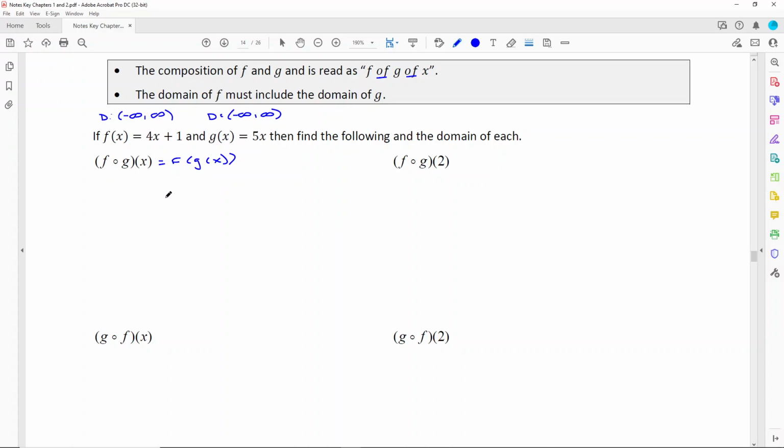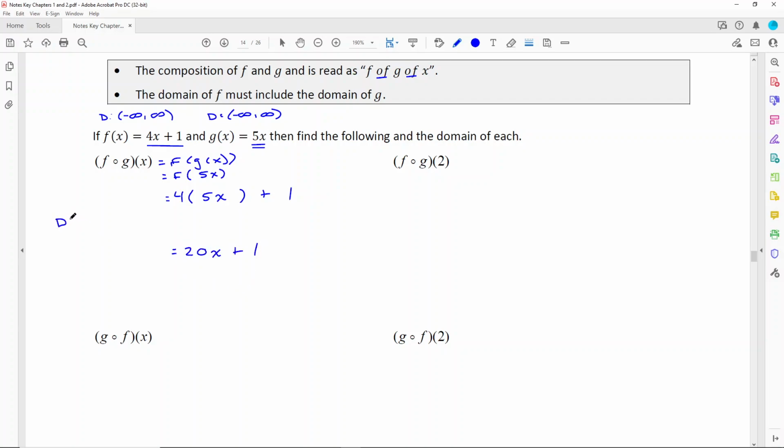It sounds horribly complicated, but let's just say that I'm plugging into the f of x equation. I'm plugging into 4x plus 1, so I'm going to replace the x with a bracket. Now what am I plugging in? I'm plugging in the g of x equation, which is 5x. So in for x in the f of x equation, I'm going to put the g of x expression, which is 5x. Everywhere there was an x, I'm going to put 5x, and that's it. So this gives me 20x plus 1.